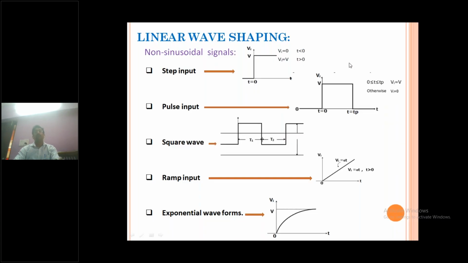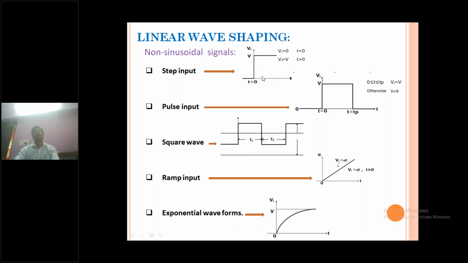And now we know the sinusoidal signal. The x-axis is time and the y-axis is amplitude. How it represents a sinusoidal waveform, we know that. But here we are using non-sinusoidal signals. The non-sinusoidal signals mentioned here are step input, pulse input, square wave, ramp, and exponential. So this is a graphical representation.